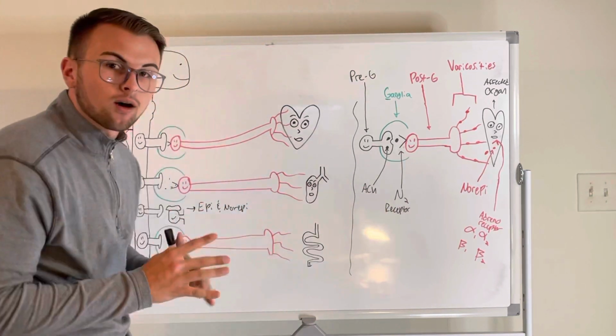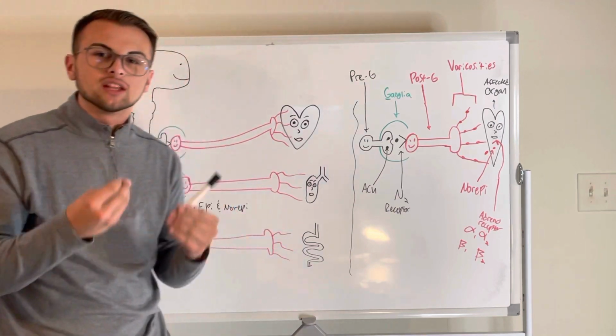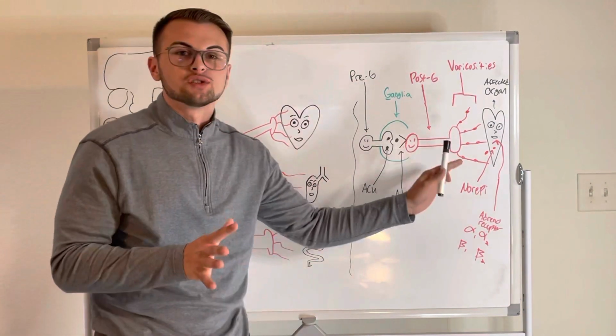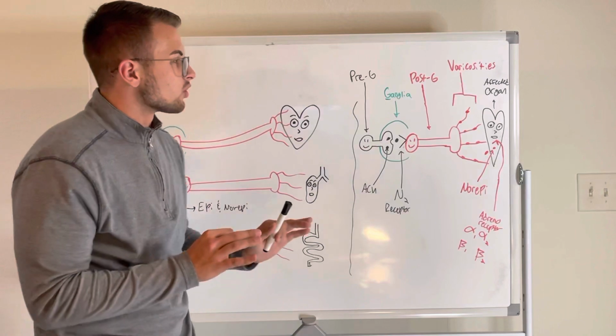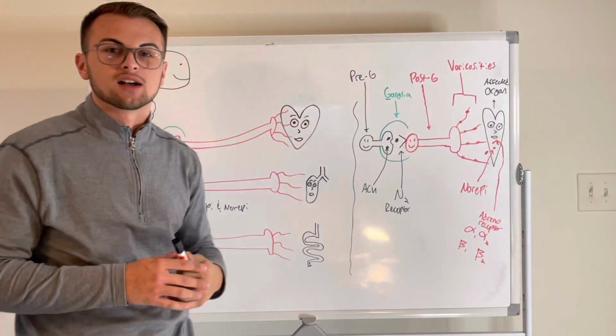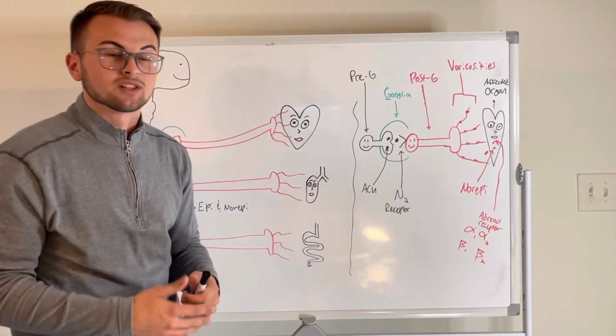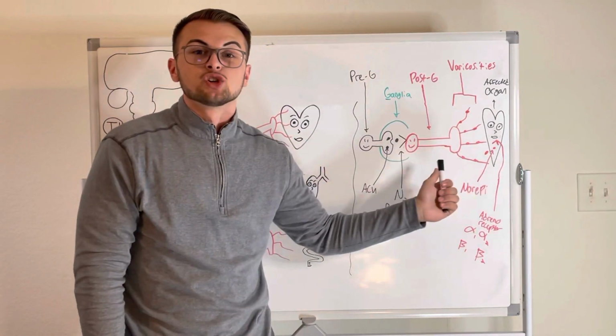So for now, we should know that these post-G neurons are a little different than the ones that we're used to seeing. So these neurons have what are called varicosities. So what is a varicosity? We've heard of varicose veins, but what is a varicosity? Basically, it's like a beaded string.